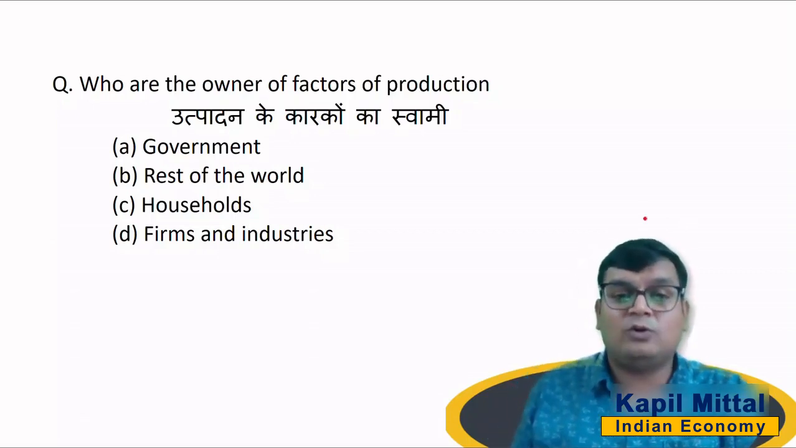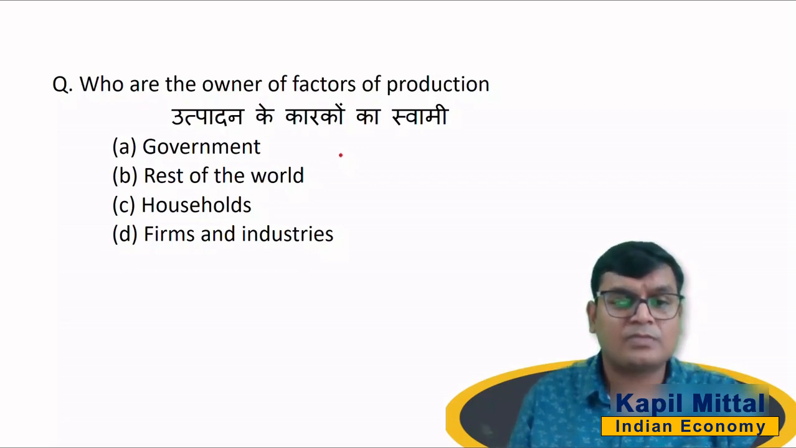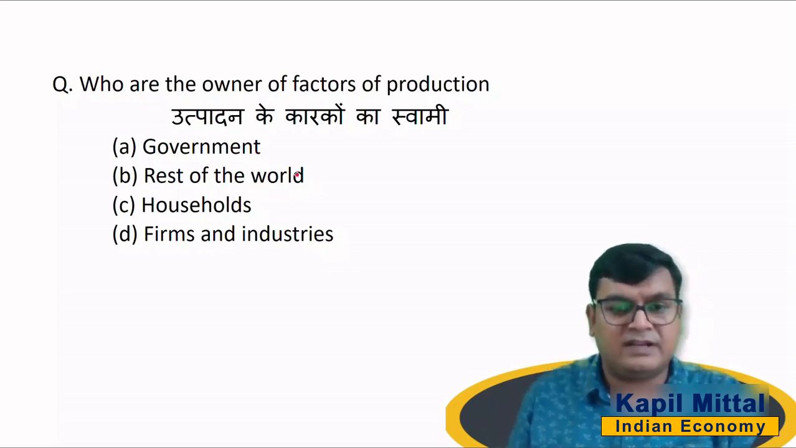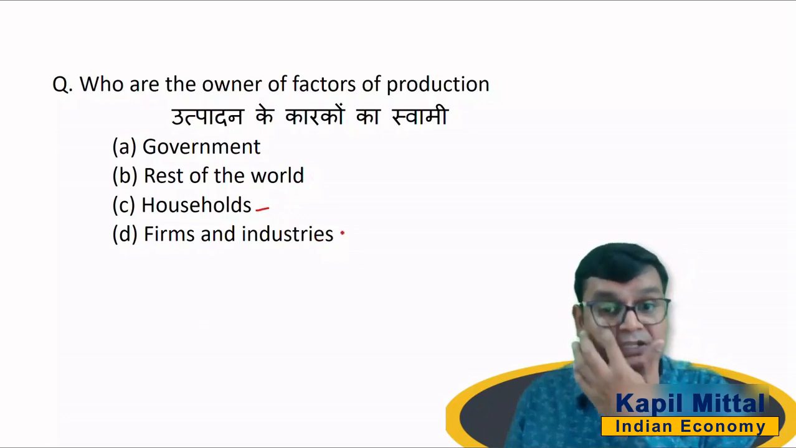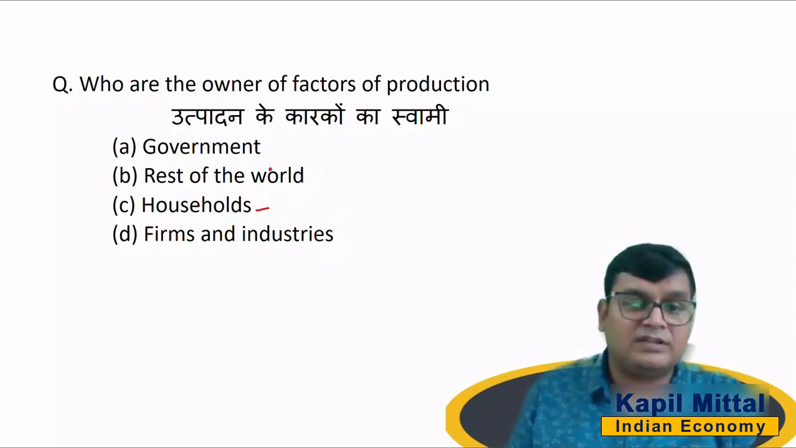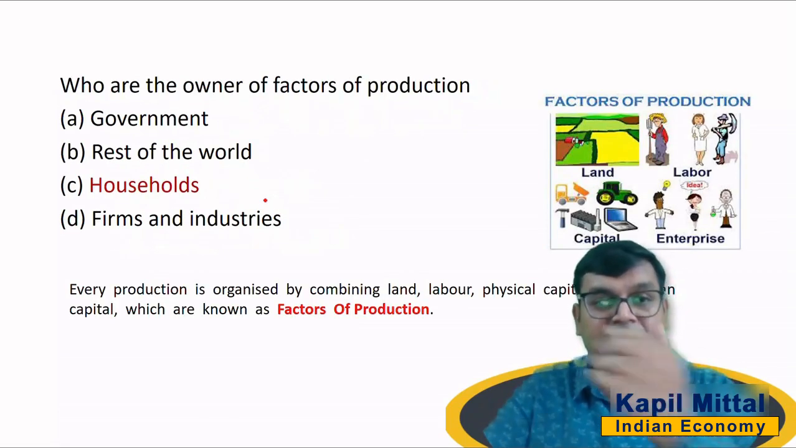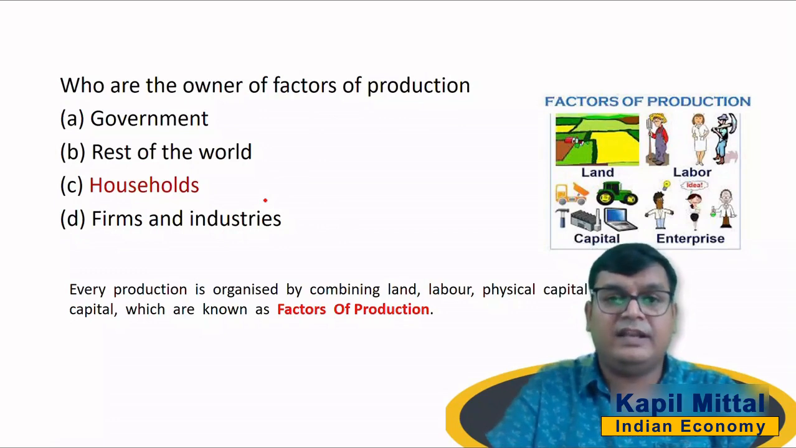So who are the owners of factors of production? This is a very easy question. First we will take the government. Government is not the owner of factors of production. Rest of the world, it is also not. Households, they may be firms and industries, they are also not. So the owners of factors of production are the households. They will be considered as the owners of factors of production. Now we will take the next question.